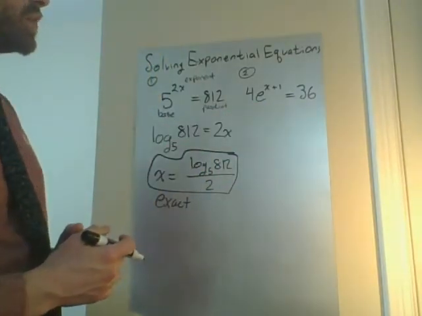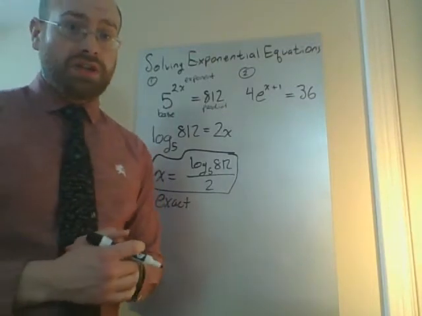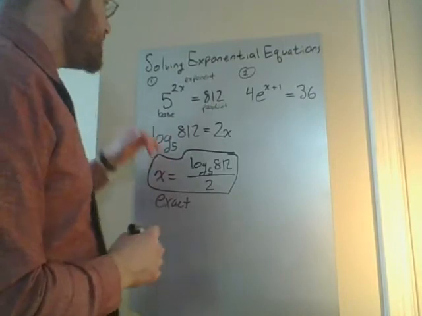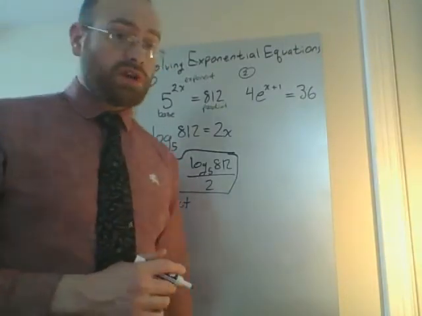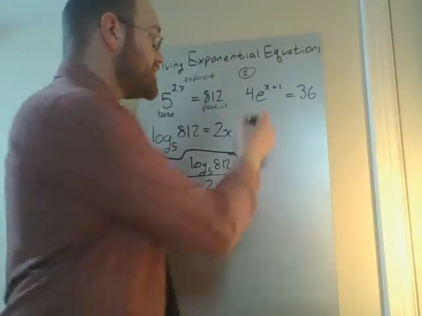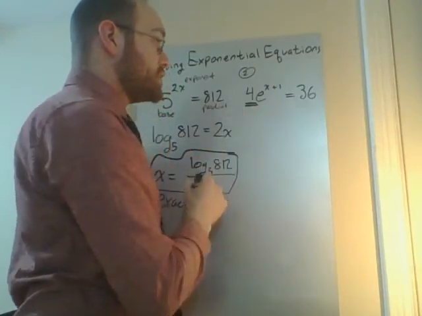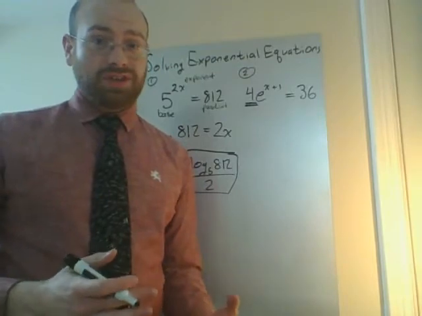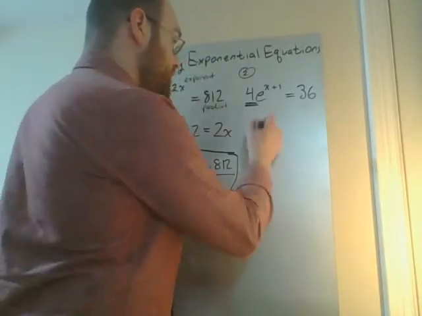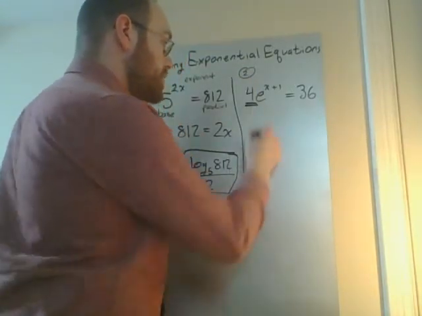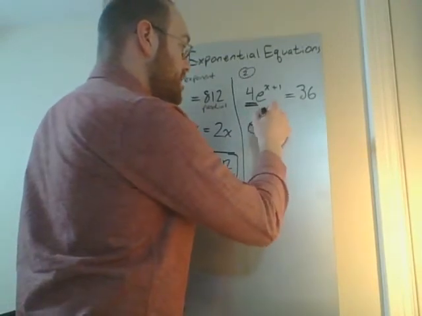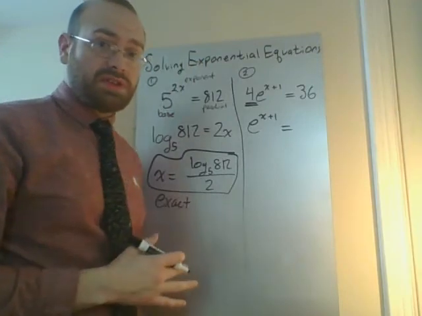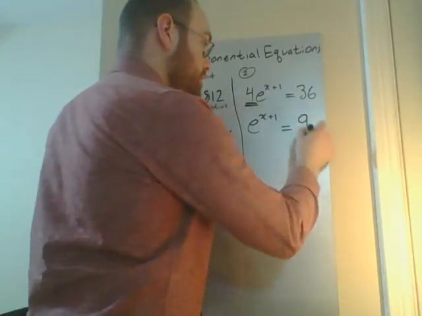Solving the equation 4 times e to the power of x plus 1 equals 36. Now you might want to rush ahead and convert it to log form right away, but we can't because that 4 has to be taken care of. And we can do that just by dividing both sides by 4. So on the left side, we're going to have e to the power of x plus 1. And on the right side, 36 divided by 4 is 9.